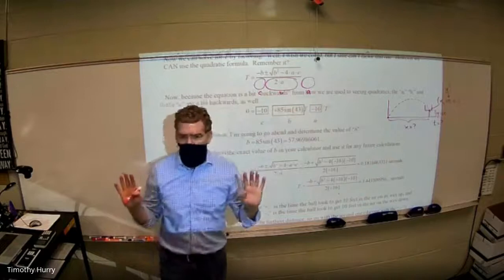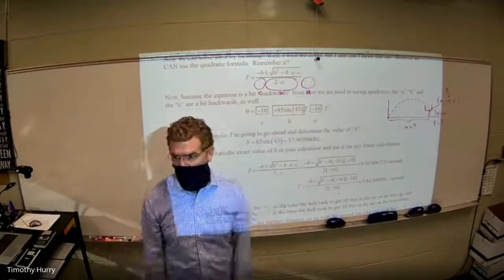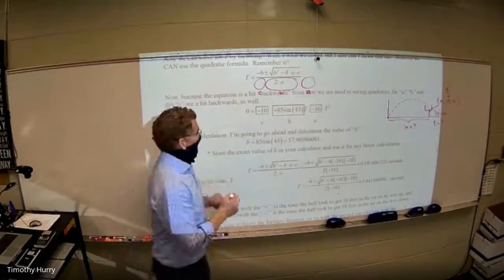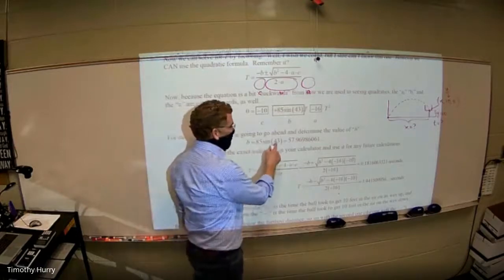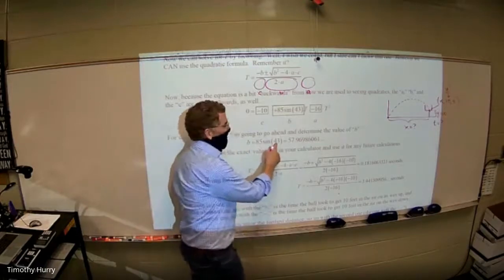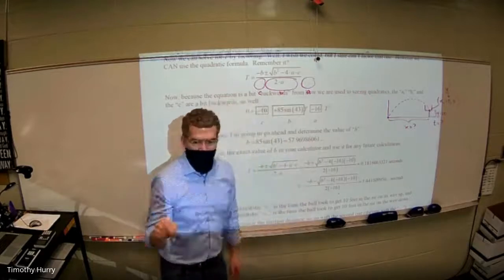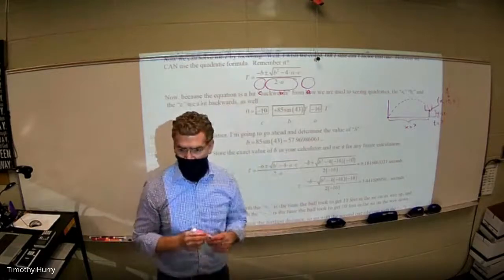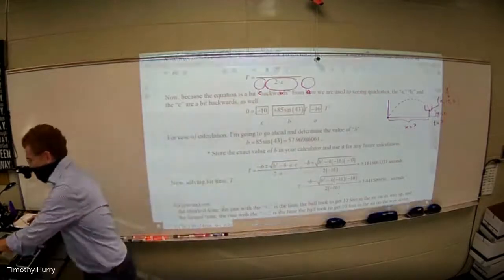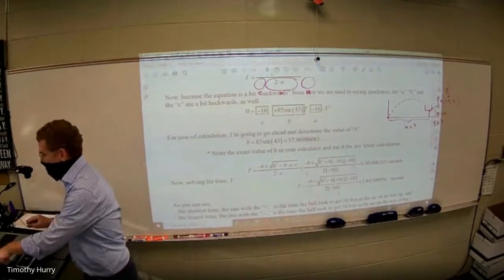You know what I do? I just go ahead and calculate b ahead of time. So what I'm going to do is type in 85 sine of 43 in my calculator and hit enter. It's going to spit that out. Do you know how to store values? It's really easy. Check it out.